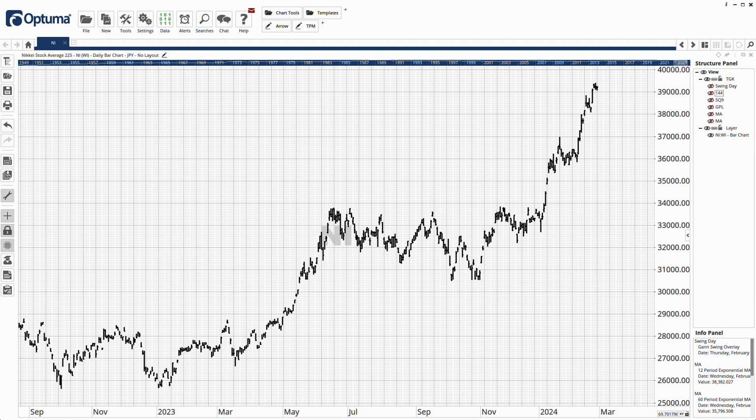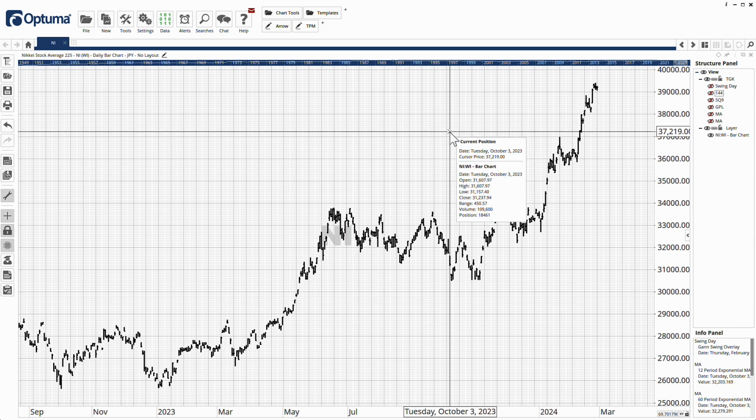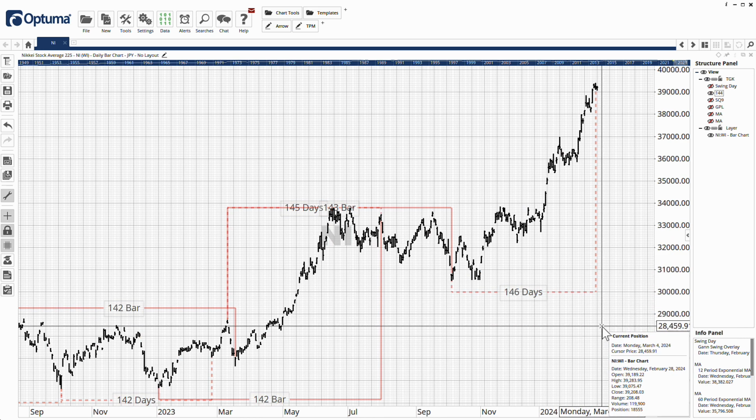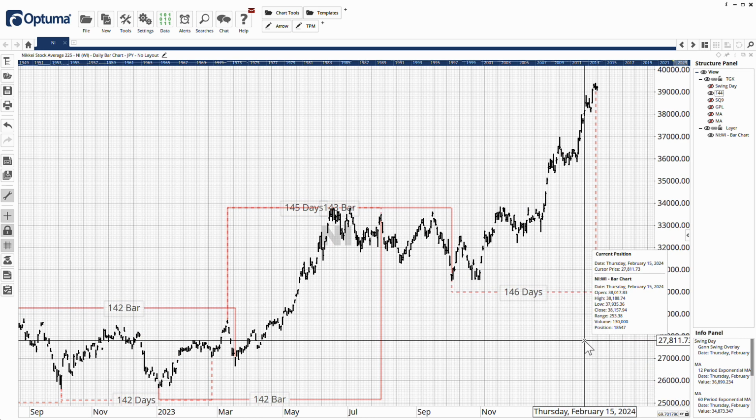It is remarkable that this fabulous number that W.D. Gann used heavily in his trading, number 144, appears in this market. Now, what we're going to do is to show you a couple of ways of doing it inside Optima. There's an automatic way, which is a tool called the number searcher tool.